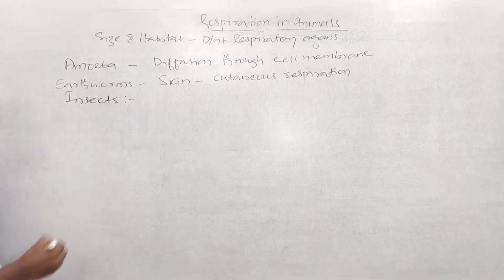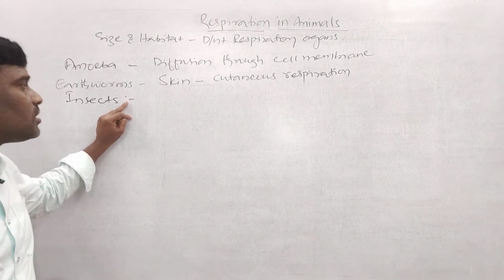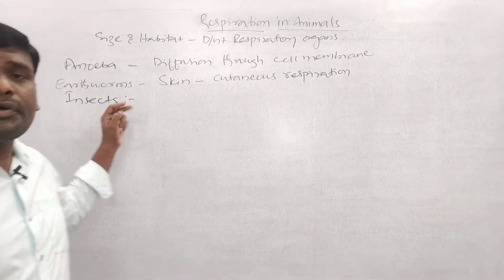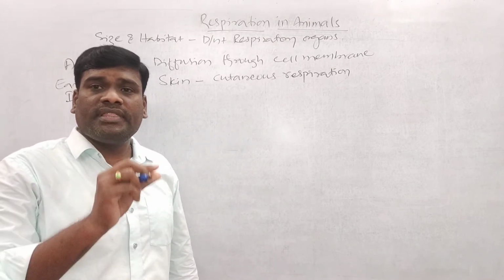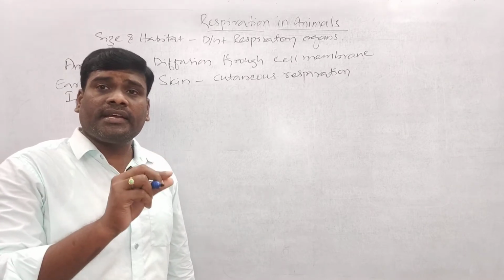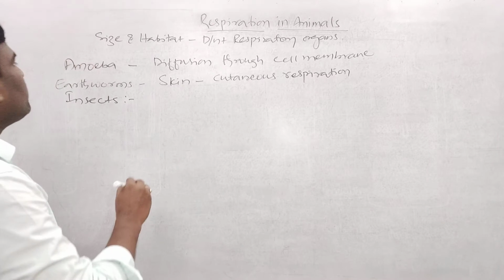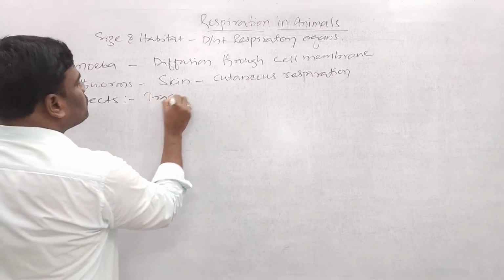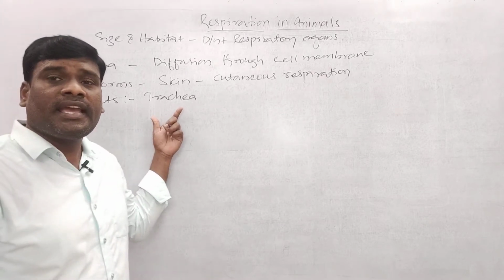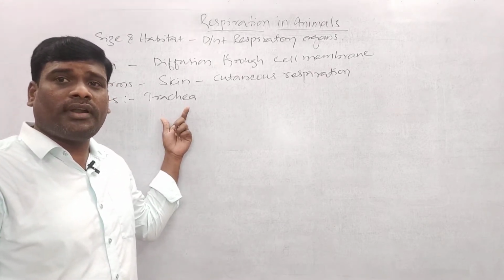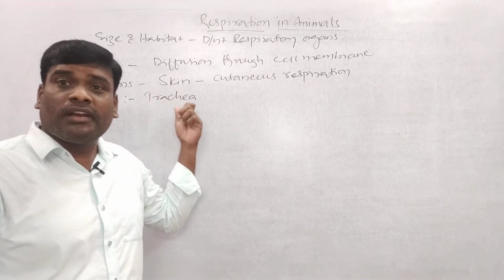Next, what about insects? In insects, children, the respiratory organs are trachea. In insects, there are tube-like structures called trachea. With the help of trachea, air enters into the body of the insects. So trachea are the special structures seen in insects through which air enters their body. So these trachea are what, children?